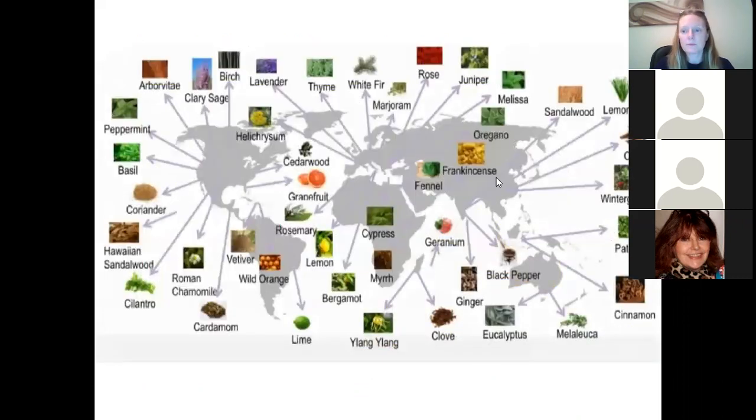Okay, so doTERRA source their oils from all over the world, making sure that the best quality is used all of the time, and that the oils are sourced in the area of the world where you would naturally find that plant thriving and where it would naturally grow because of the climate and the soil conditions that they have there. So just a couple of examples, and we have the lavender, which I'm going to speak to you about in a couple of minutes.